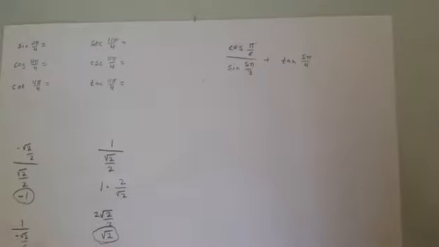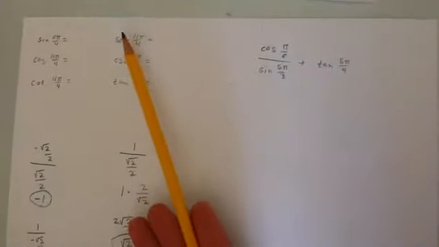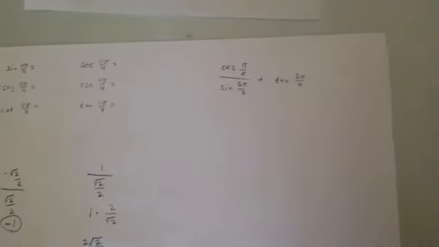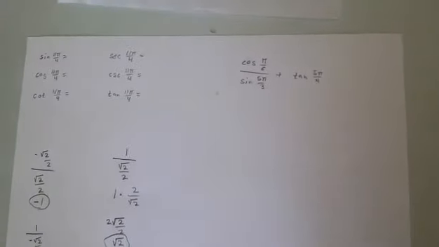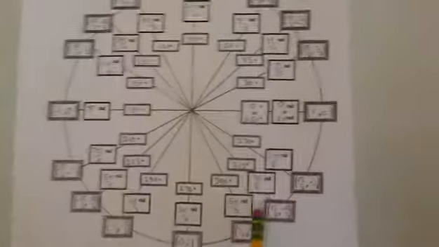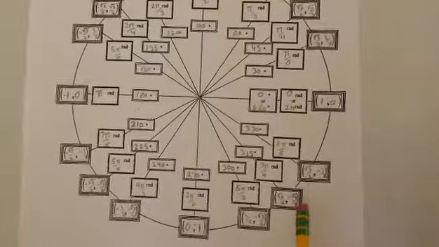Alright, so today we're going to find out the sine, cosine, cotangent, secant, cosecant, and tangent values of 11 pi over 4. These are the exact values of these 6 trigonometric ratios. Alright, so let's move over to our unit circle here. So we're going to try and find 11 pi over 4.